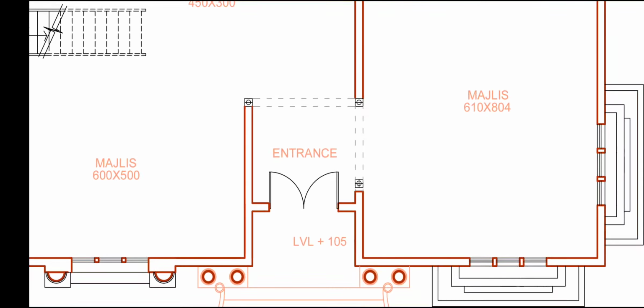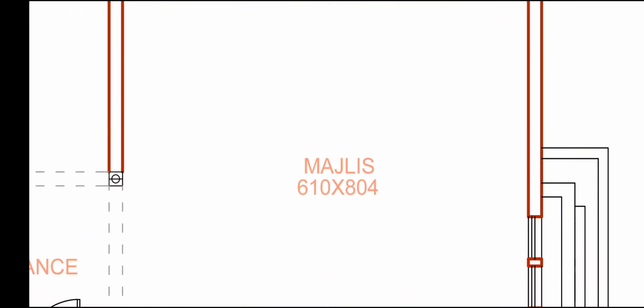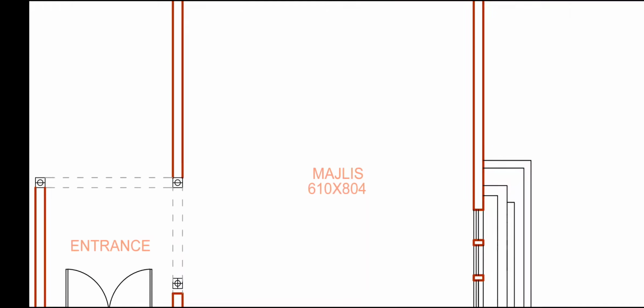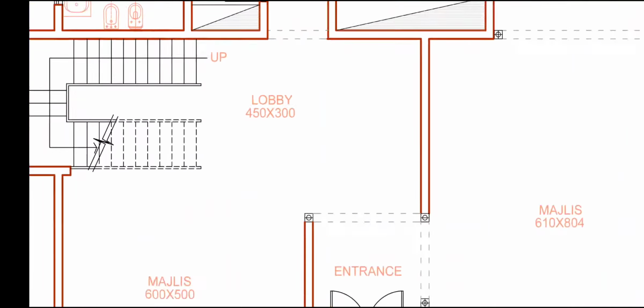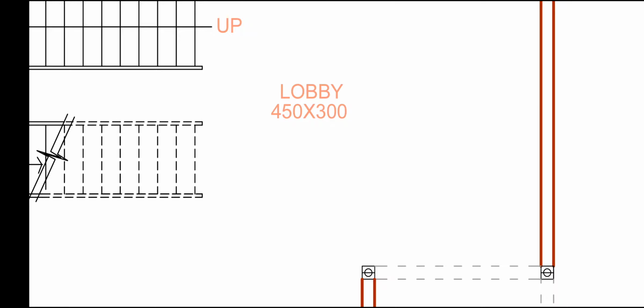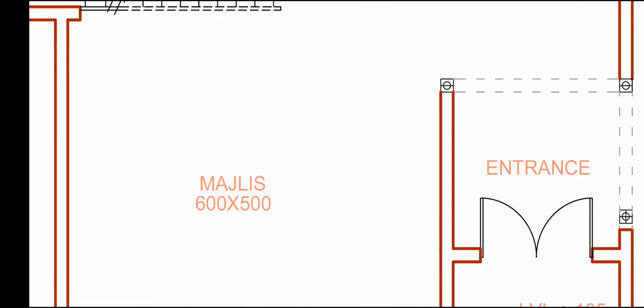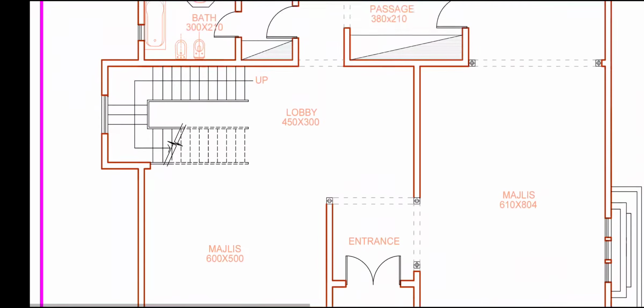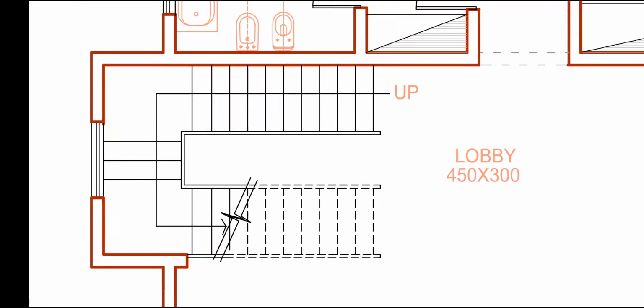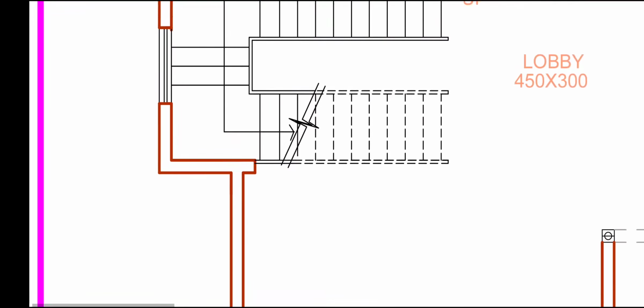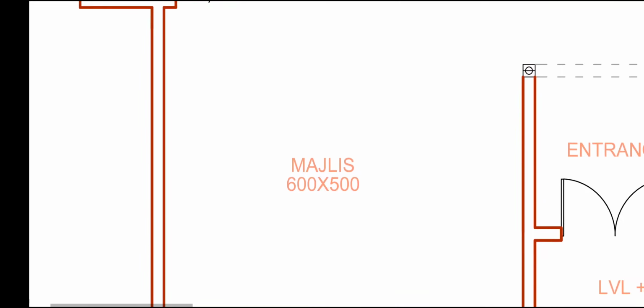This entrance and this our big majlis hall 610 by 804 centimeter. This lobby 450 by 300 centimeter. This majlis hall, big hall again 600 by 500 centimeter. This side we are getting stair and this window, simple window.